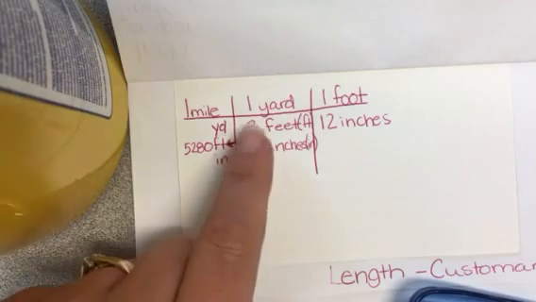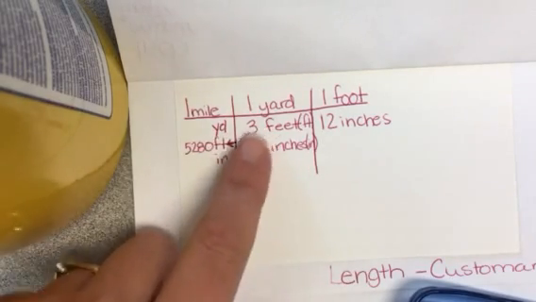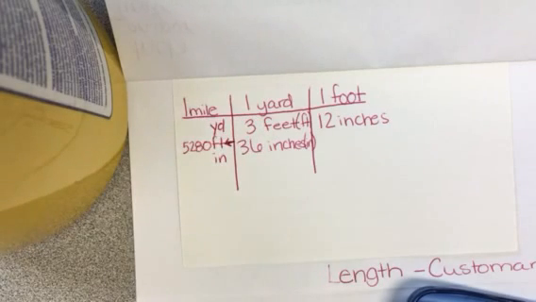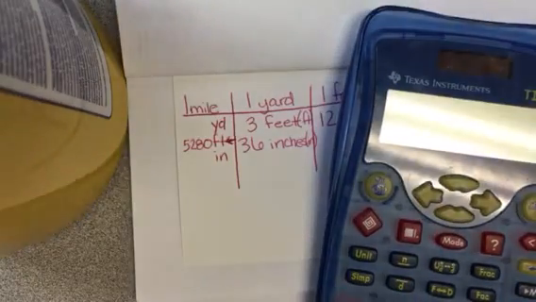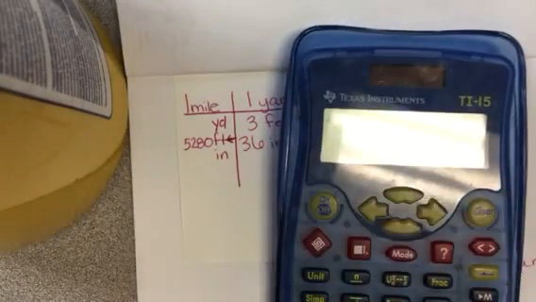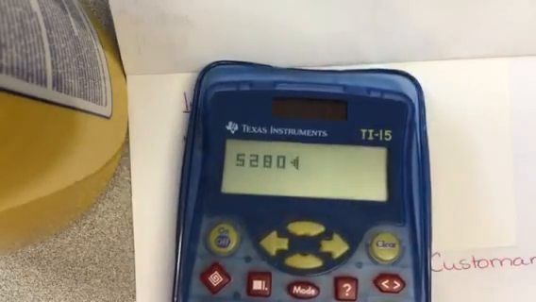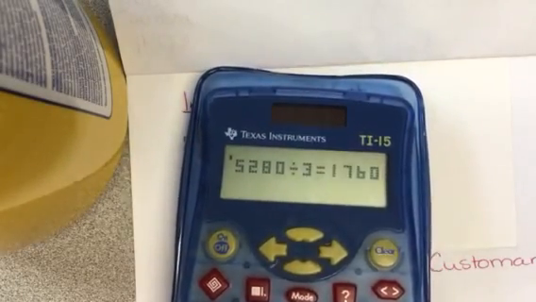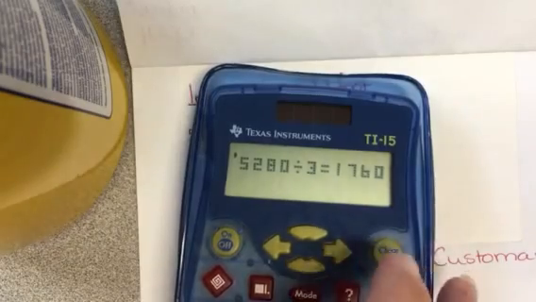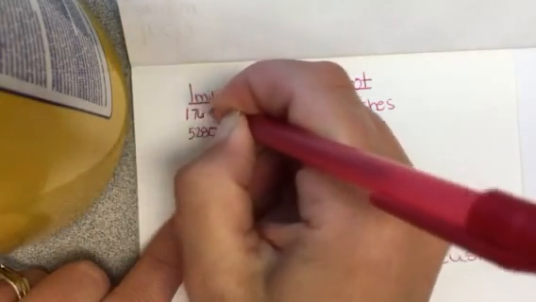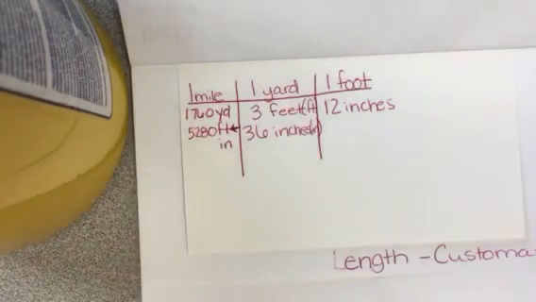There's 3 feet in a yard. So what do I have to do with these 2 numbers? Should it become a smaller number because there's a smaller amount of yards because they're longer, or should it be a larger number? It should be a smaller number. So I'm going to do 5,280 divided by 3, which gave us 1,760 yards. So we are just going to have to memorize these.